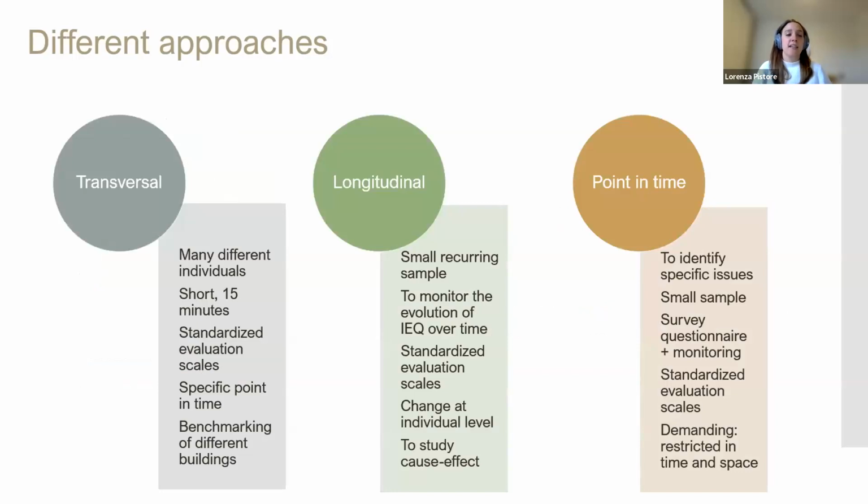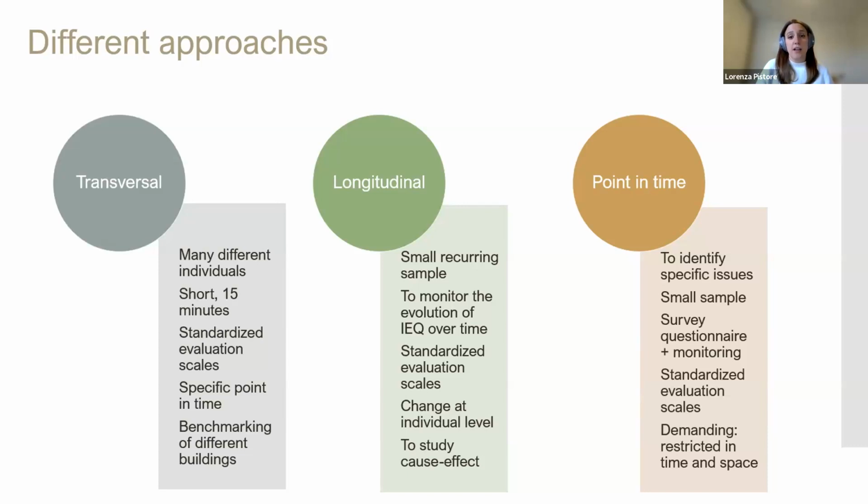The survey questionnaires can be administered and performed in different ways. We can have a transversal approach where we administer the survey to many different individuals. The survey is usually very short, about 15 minutes, and it consists of standardized evaluation scales. It addresses a specific point in time. So the evaluation in this case is about a specific point in time, and it's usually used for benchmarking different buildings.